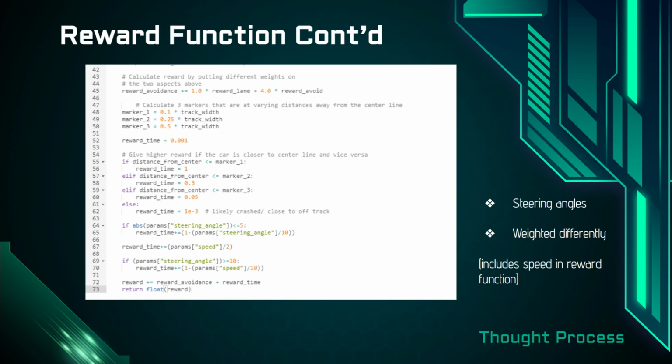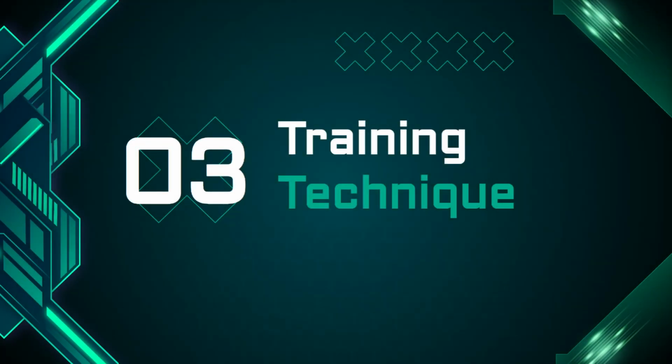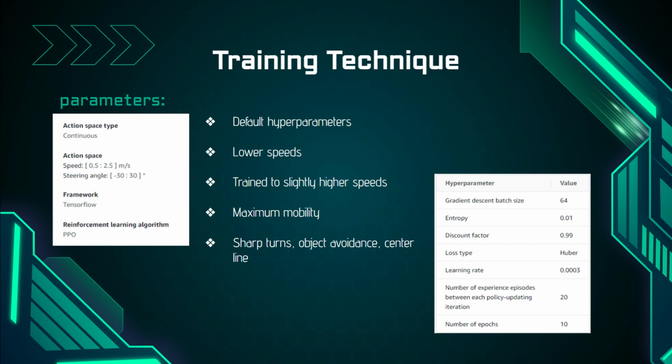We also did not want it to make huge erratic turns or wiggle a lot, so we rewarded smaller turning angles. However, we didn't want it to miss the sharp turns, so we weighted staying within the track more than having smaller steering angles. When we started training the model, we decided to use the default hyperparameters. It seemed to work out well, so we just stuck with it when training later models.